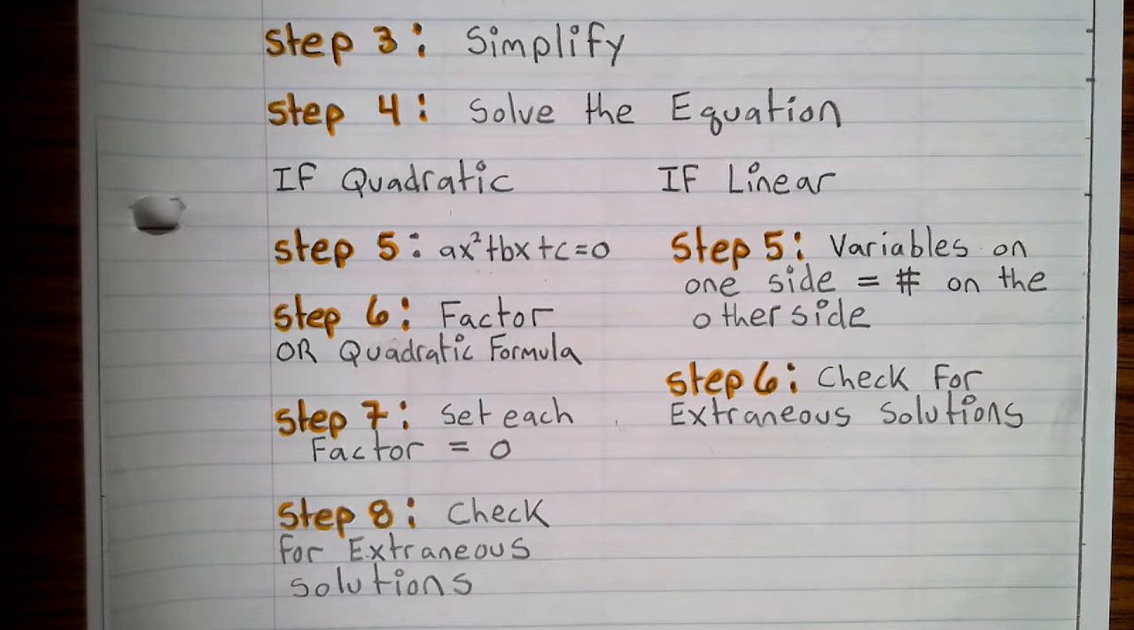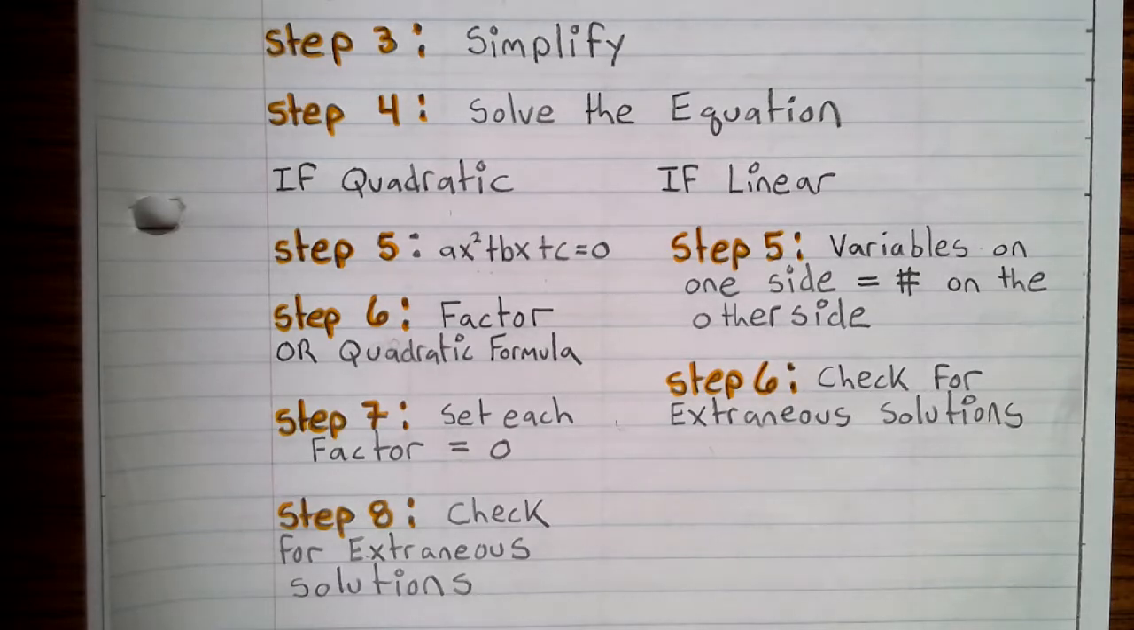Now, in step 4, solve the equation. You have two routes. If it's quadratic, you need to set the equation in the form of ax squared plus bx plus c equals 0. Then factor or use the quadratic formula. Step 7, set each factor equal to 0. Step 8, check for extraneous solutions.